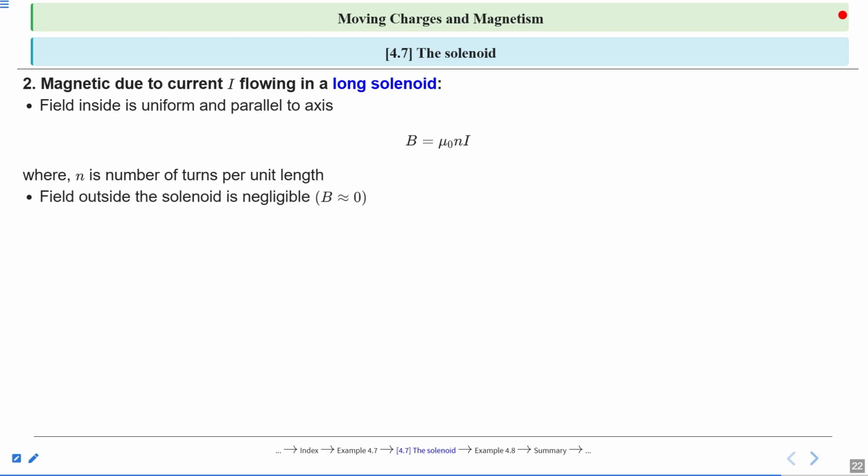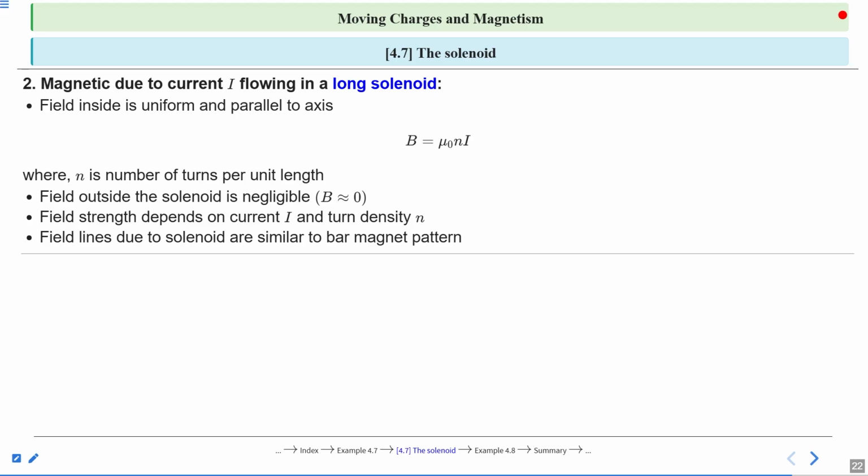The field outside the solenoid is negligible, very weak. We can consider it as 0. Field strength depends on current I and turn density n. What is turn density? Number of turns per unit length. If the number of turns per unit length is greater, then the magnetic field produced will be greater. If the current flowing through the solenoid is greater, then the magnetic field inside the solenoid will be greater. And the field lines due to a solenoid are similar to a bar magnet pattern, as I've already mentioned.